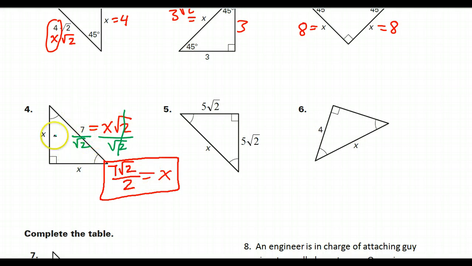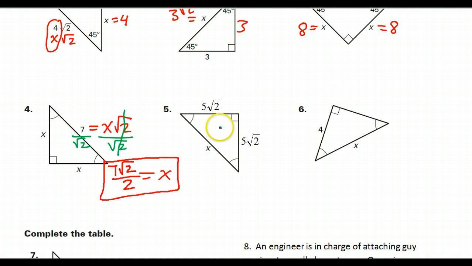Alright, so that's the one case that you have to watch out for. If I give you a whole number for the hypotenuse, you know that the hypotenuse is supposed to be x radical 2. So set it equal to x radical 2 and divide.